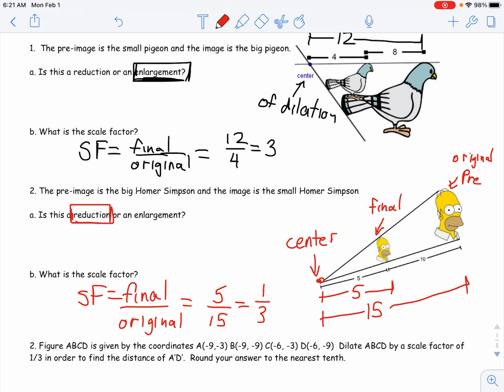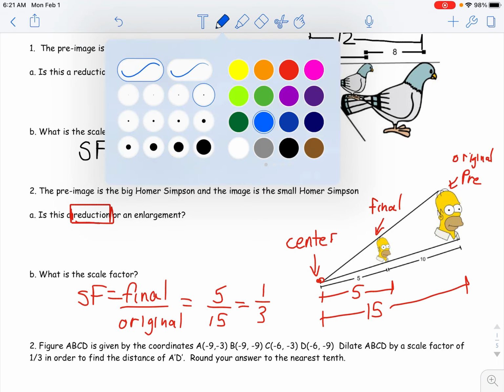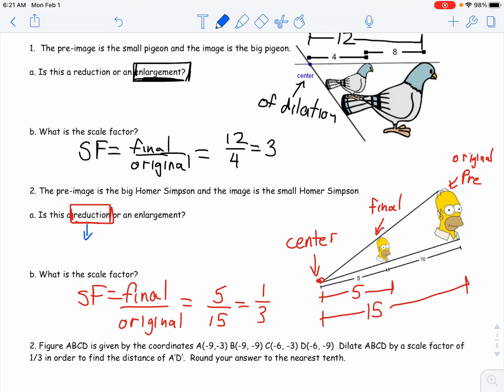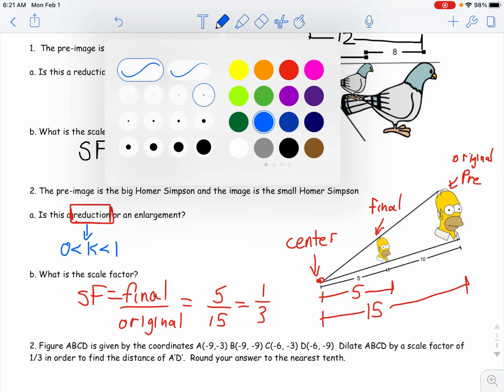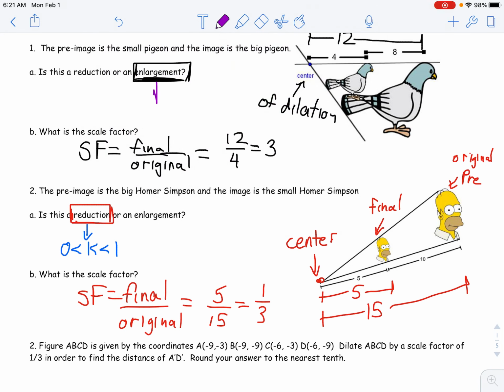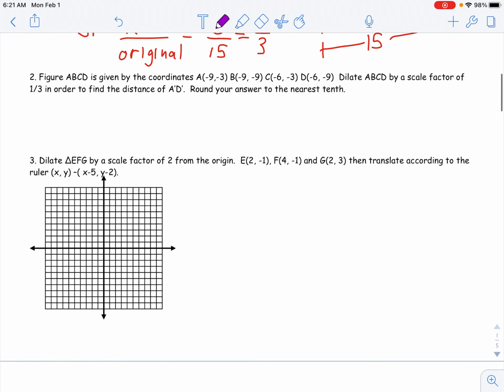Since this is less than 1, another thing to think about: for reductions, the scale factor, K, is between 0 and 1. It can't be 0 because the shape would disappear. It can't be 1 because the image would stay the same. But if the scale factor is between 0 and 1, it's a reduction. And if we look back up here at enlargement, if K is bigger than 1, that's when it's an enlargement. Just some ways to tell by looking at the number.